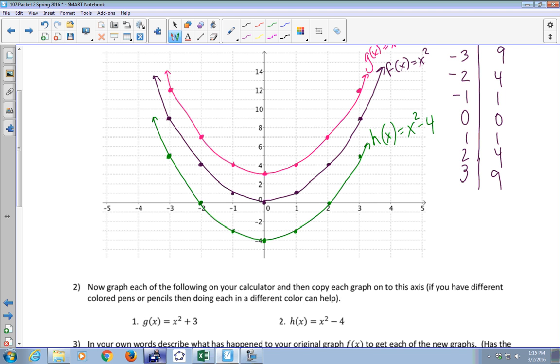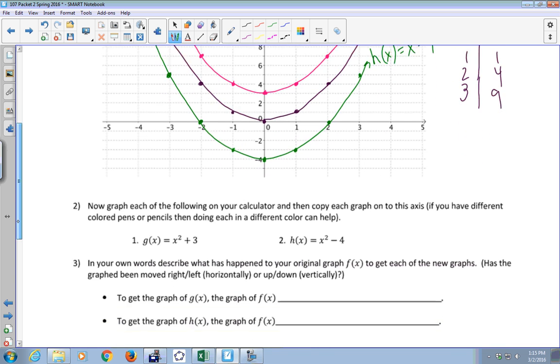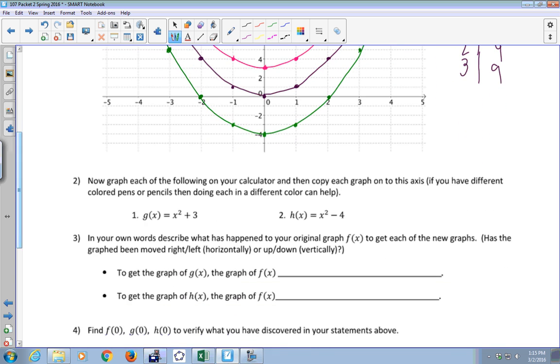So you have 3 functions graphed here. In your own words, we want to describe what has happened to the original graph f of x, the purple graph, to get each of the new graphs. Has the graph been moved left or right, or up or down? Okay. So to get the graph of g of x, the graph of f of x shifted up 3 units. Right? To get from the purple graph to the pink graph, you just take the purple graph and move it up 3.